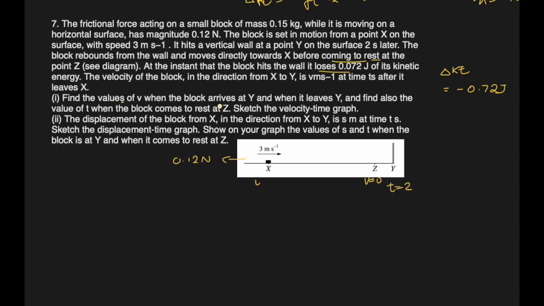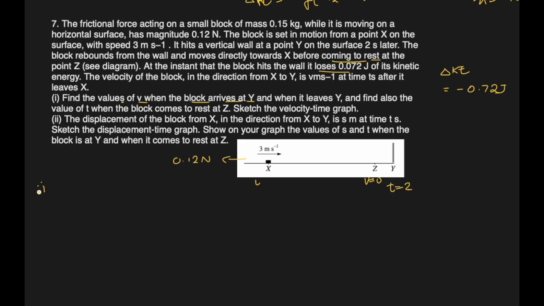So three things we have to find: V when it reaches here, V when it goes towards Z, and the time it takes to reach. And we have to sketch velocity time. Too many things. So let's start with the first thing, the velocity when block arrives at Y.